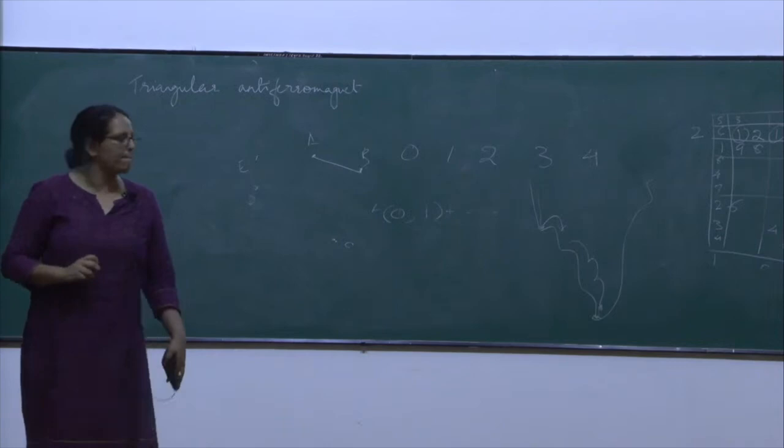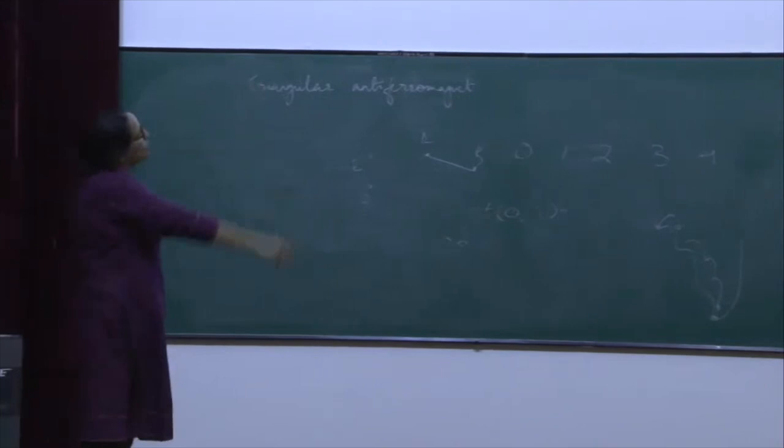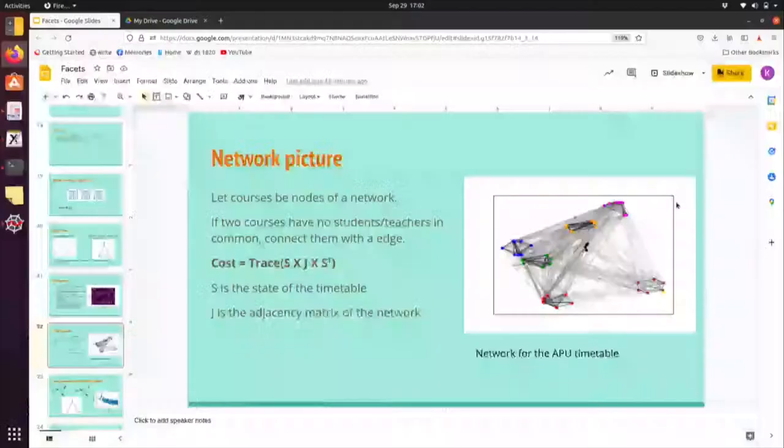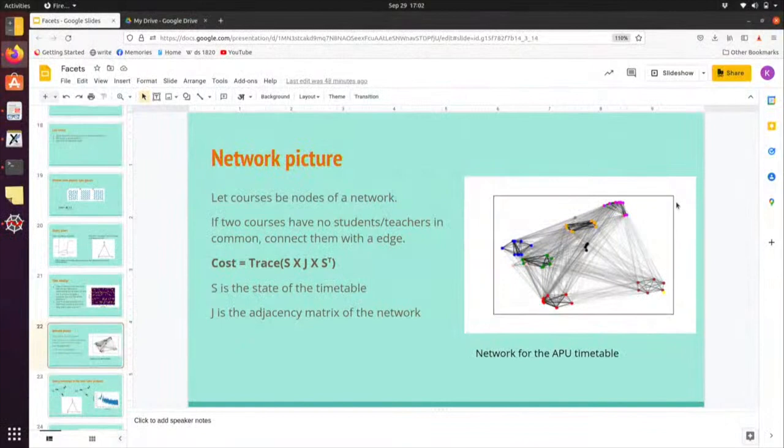And now you can kind of see that's the actual network that came about for APU's timetable. Actually, it looks really ridiculous and complicated. But what you do see is that there are cliques of connected nodes. Anyway, this is not so important. I'll tell you why it is similar to a triangular antiferromagnet. Okay? So let's take a simple case where you have only three courses.